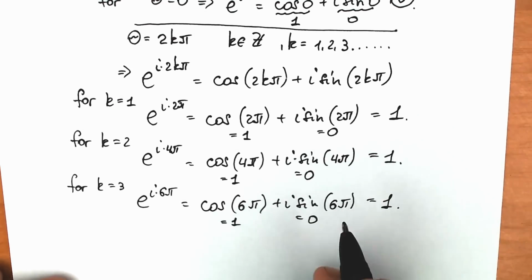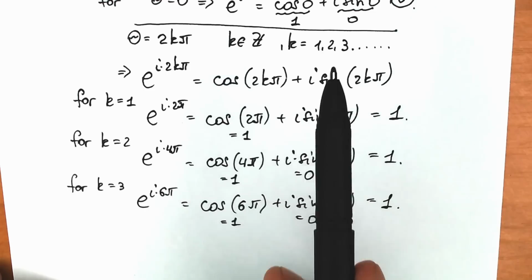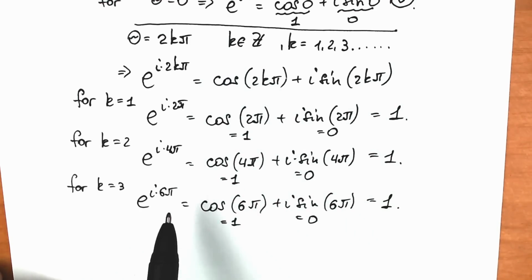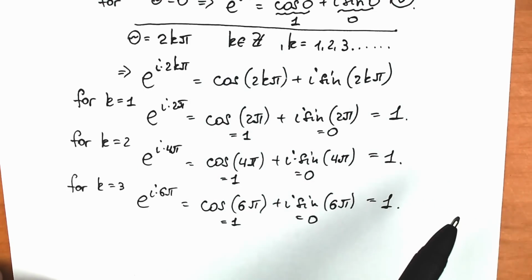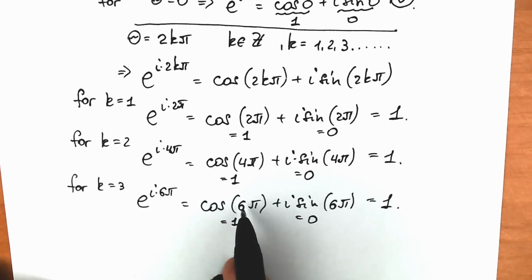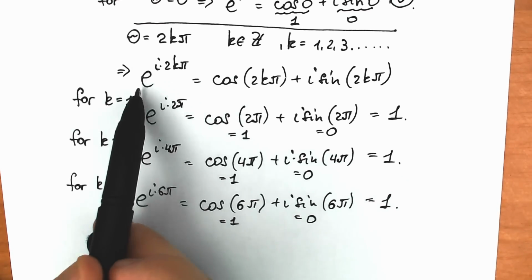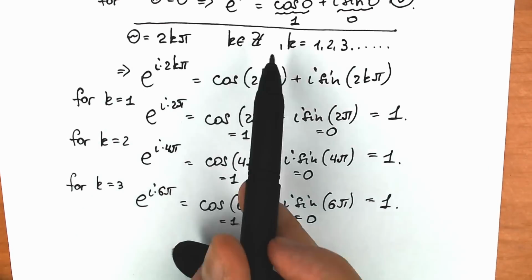And here is the main note for me. When k is equal to 1, 2, 3, according to our substitution, all the time this expression on the left side is equal to 1. And we don't need to check k equal to 4, because we will have like 8 pi, 10 pi, 12 pi, 14 pi. So as you can see, it's just like a period of this sine and cosine. So this expression on the left side equal to 1 when k is an integer.